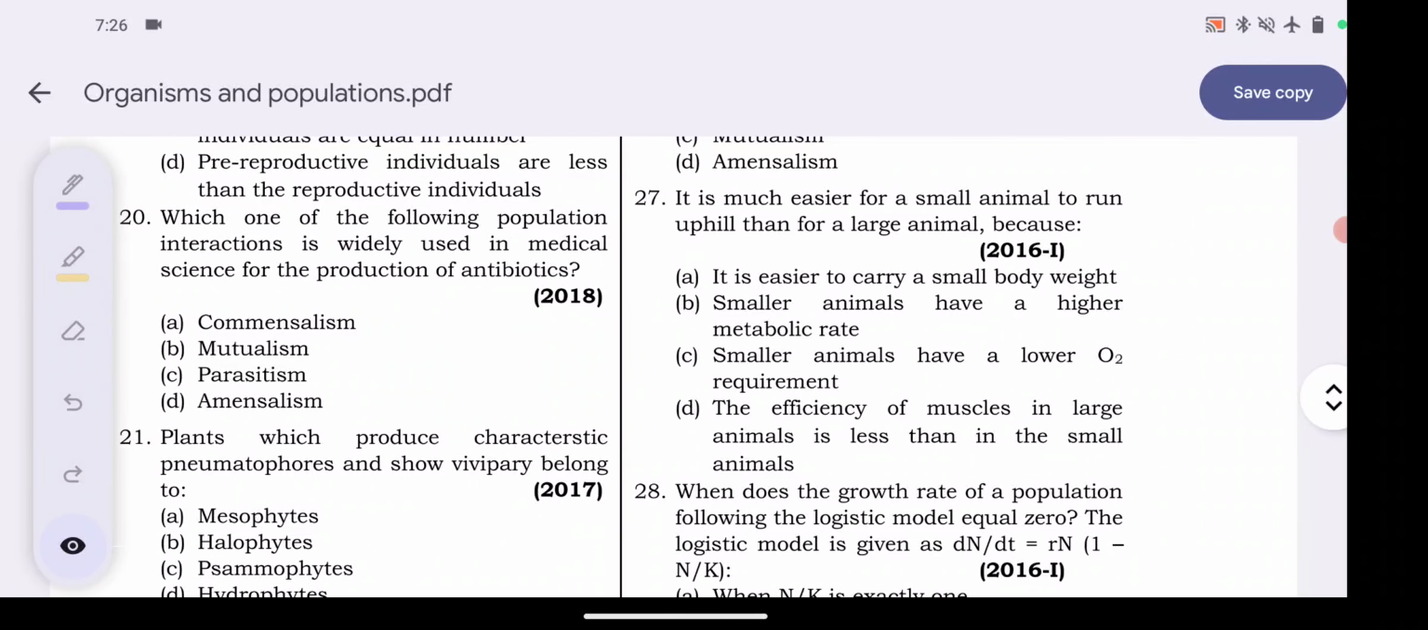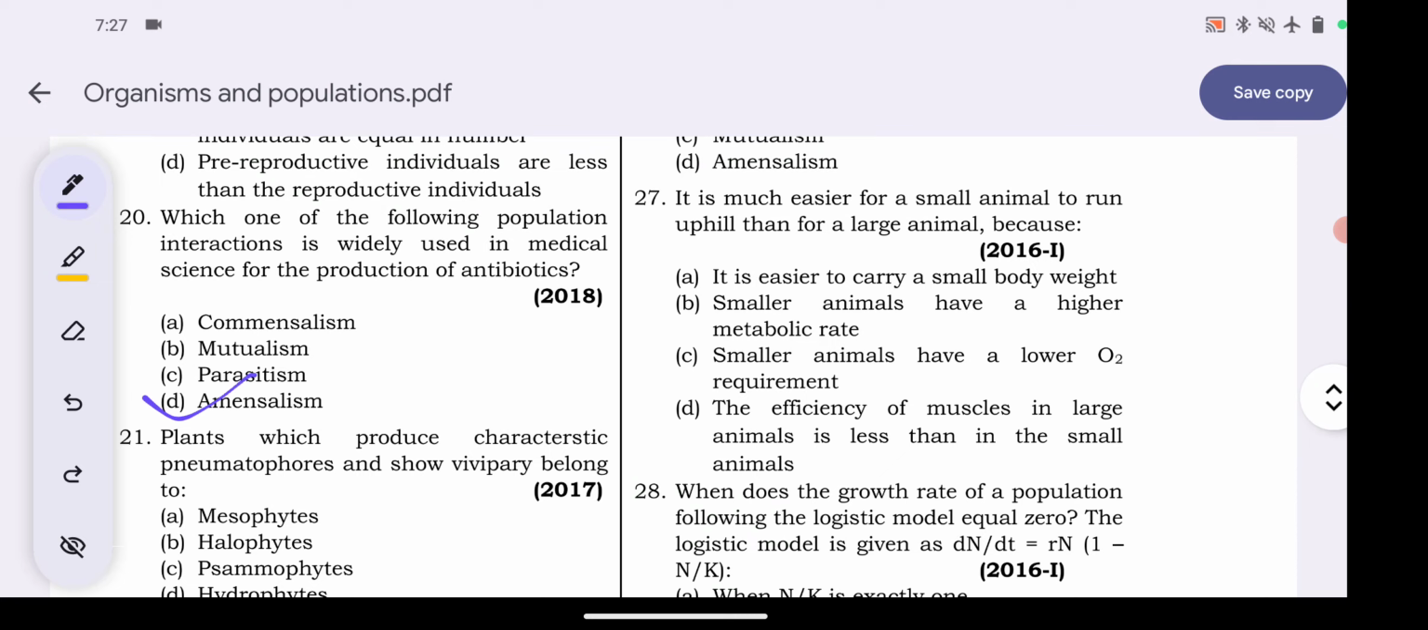Question number 20. Which one of the following population interactions is widely used in medical science for the production of antibiotics? Commensalism, mutualism, parasitism, amensalism. So here the answer will be option number D, amensalism.